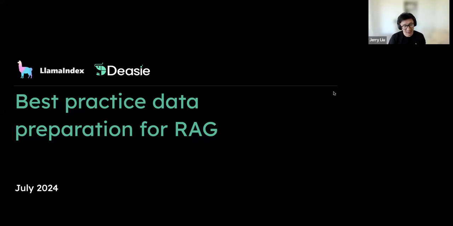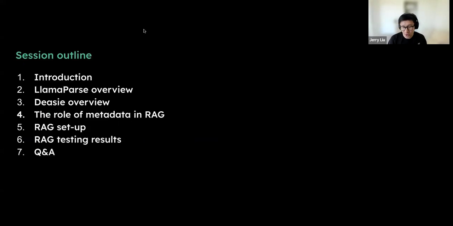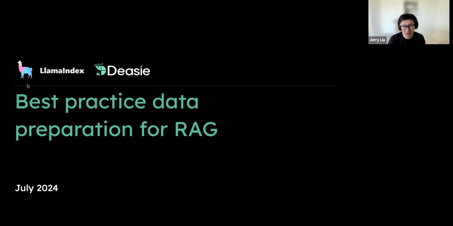And the topic of today's webinar is best practice data preparation for RAG. I'm personally super interested in this topic because we've been talking a lot about the importance of the data processing layer in building any sort of question answering knowledge assistance system. This consists of parsing, transformations like chunking, metadata, and also indexing.